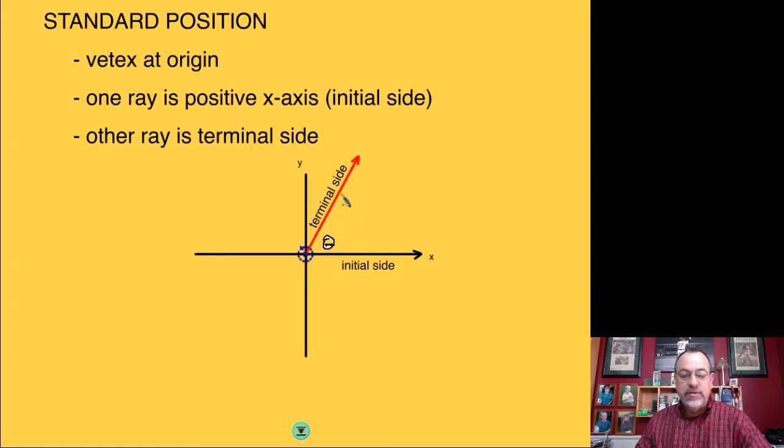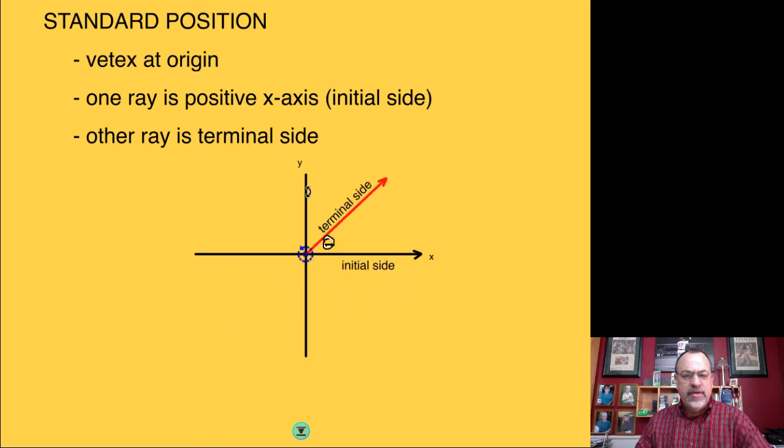This is called the terminal side. This is the initial side. The vertex is at the origin. This is called a central angle. And you remember we discussed that when you rotate the arm of the terminal side counterclockwise, that will be a positive angle, and when you rotate the arm of the terminal side in a clockwise manner, that would be negative.